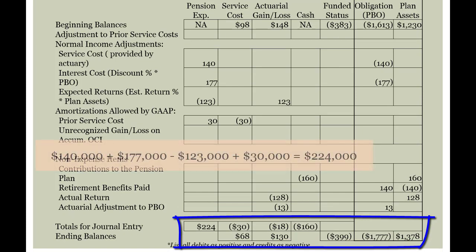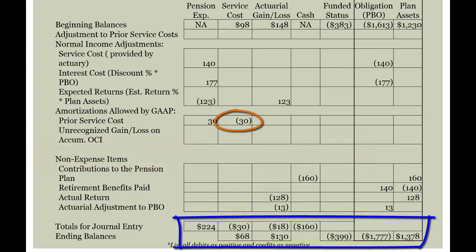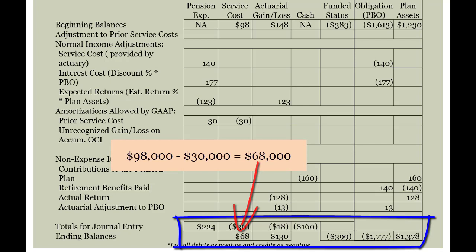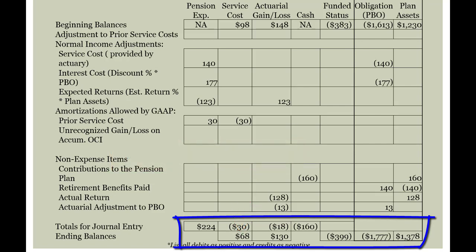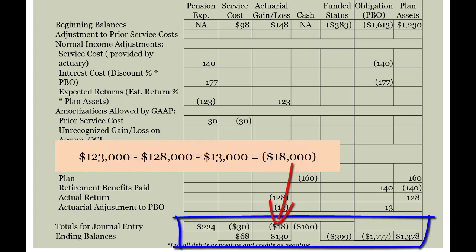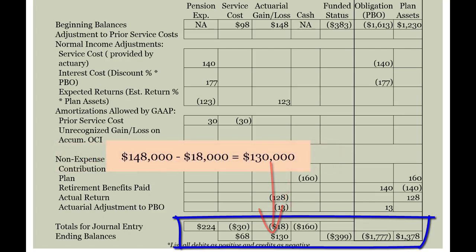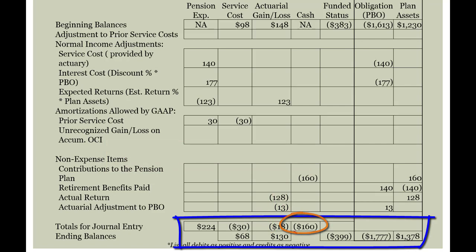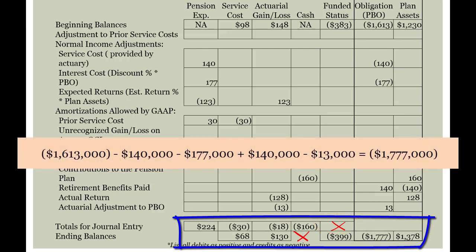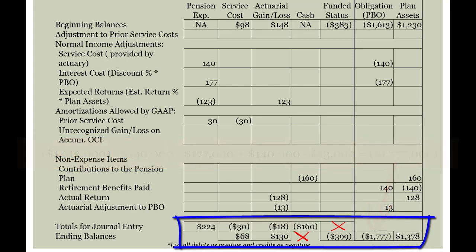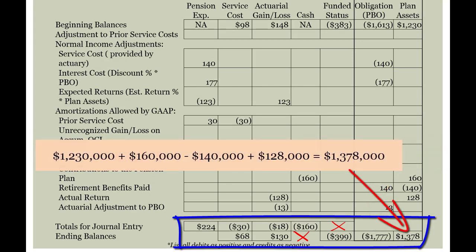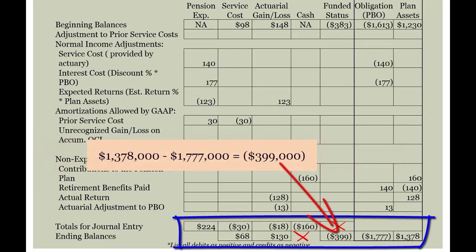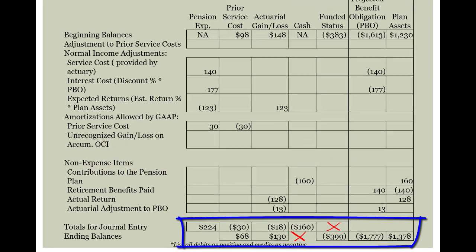So we end up with 224,000 as pension expense, 30,000 credit as our adjustment to prior service cost, which gives us an ending balance of 68,000 debit. Actuarial gain and loss, we get a credit of 18, which gives us an ending balance of 130. Cash, of course, we get a journal entry amount, but no ending balance. And we don't worry about this journal entry amount because I'm going to do a plug figure later. We end up with a projected benefit obligation of 1,777 and plan assets of 1,378, which gives us a net credit amount of 399,000. So let's take a look at our journal entry.